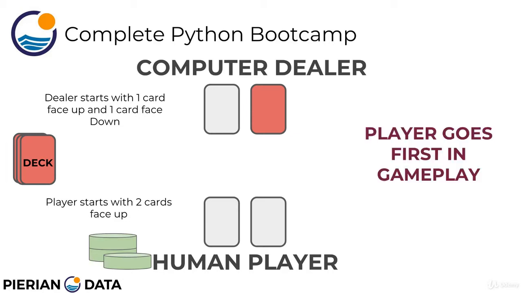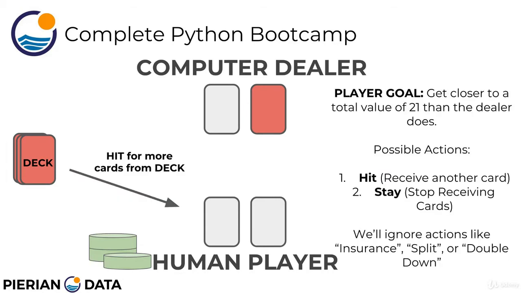The player goes first in the gameplay, and the player goal is to get closer to a total value of 21 than the dealer does. And the total value is just the sum of the current face-up cards that the human player has. And there's 2 possible actions that a human player can take. They can either hit, which is to receive another card from the deck, or they can stay to stop receiving cards.